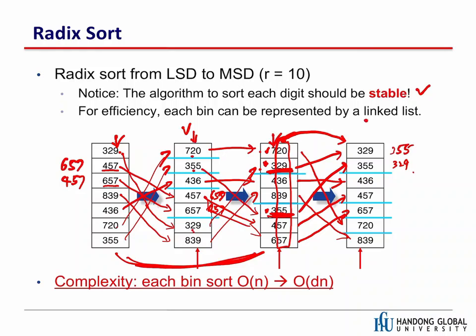Okay, so in this case, we don't need many bins here. We can use a linked list to implement it more efficiently. But in the previous slide, we used lots of bins, but in this approach, we don't need that many bins. Okay, and the complexity is just this. In the previous slide, we used the K. In this case, D is the same kind of thing. So D is the number of digits. So in this case, 3.